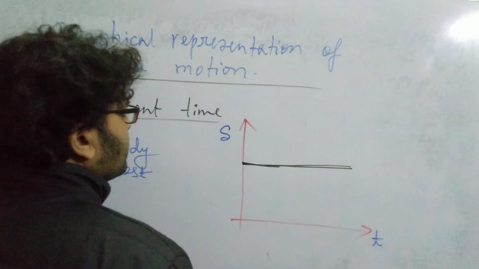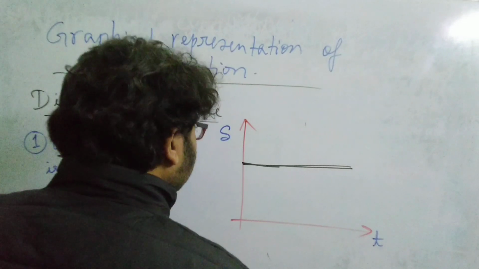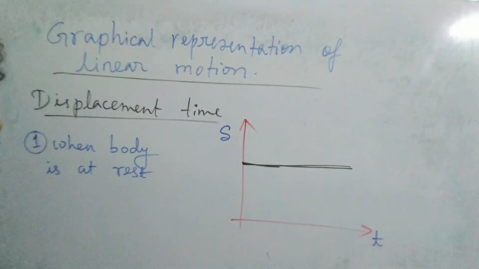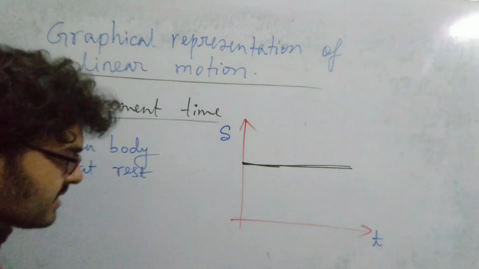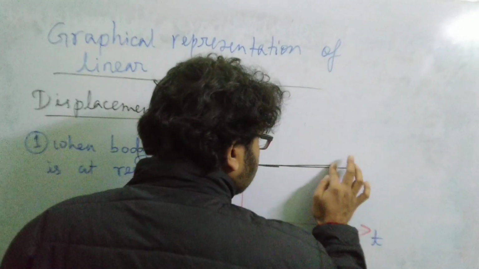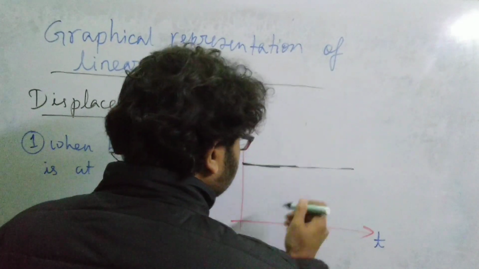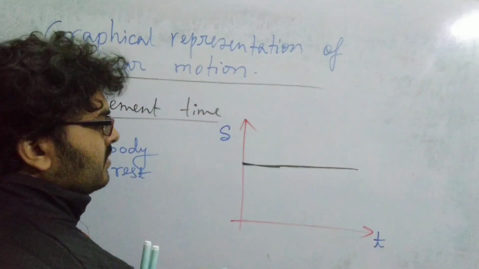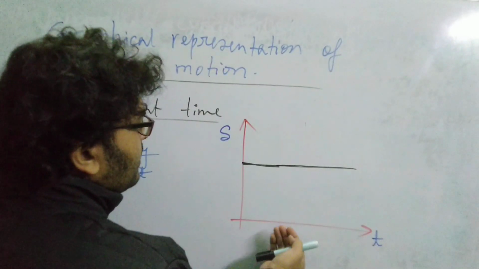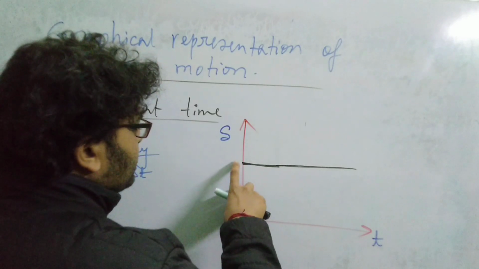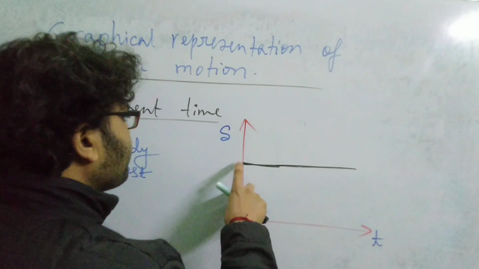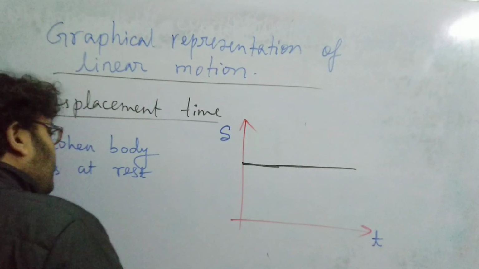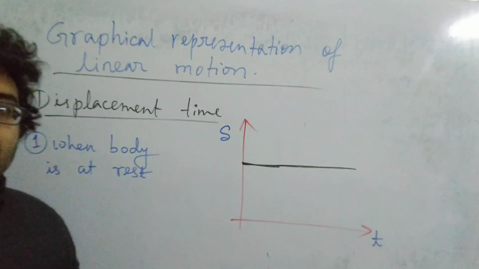So this is the displacement time graph of a body which is at rest. It will be just a straight line like this. You can understand from this graph that time is going on, 1 second, 2 seconds, 3 seconds, but the body is at a constant position, so its displacement is not changing. This kind of graph represents a body which is at rest.